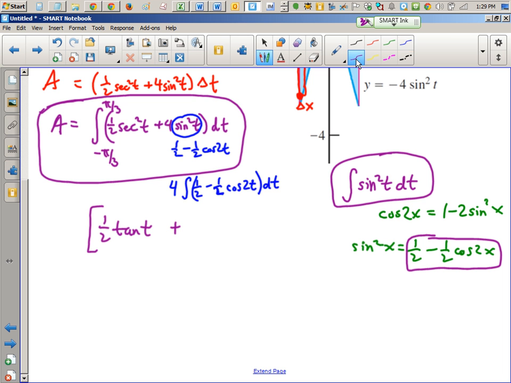Okay, so there's going to be a 4 here. Okay, what's the antiderivative of 1/2? I'm doing this part right now. What's the antiderivative? Half x, in this case half t, right? Okay, so 1/2 t minus, what's the antiderivative of 1/2 cos 2t? Times a half, right? So 1/4 sine 2t. The derivative of that really is negative 1/2 cos 2t. And we're going from negative pi over 3 to positive pi over 3.